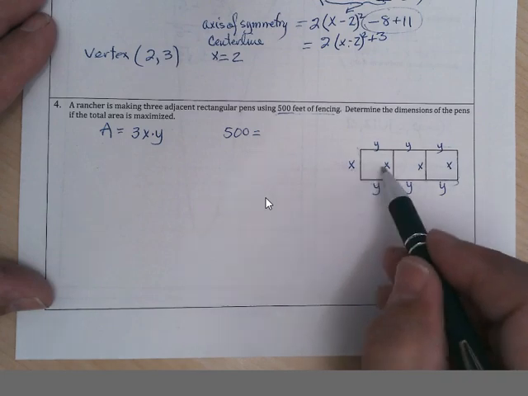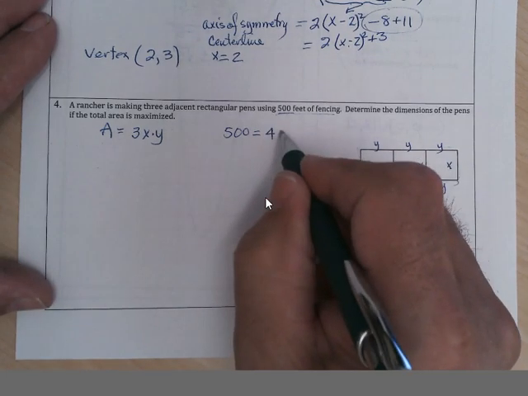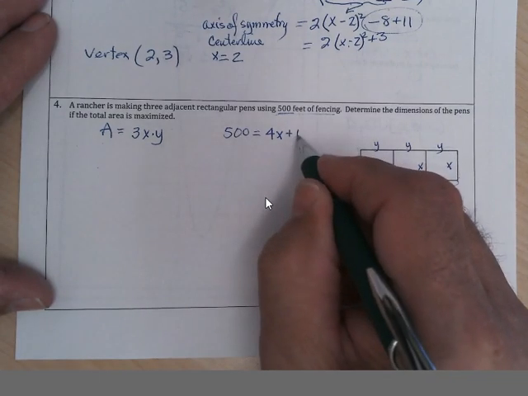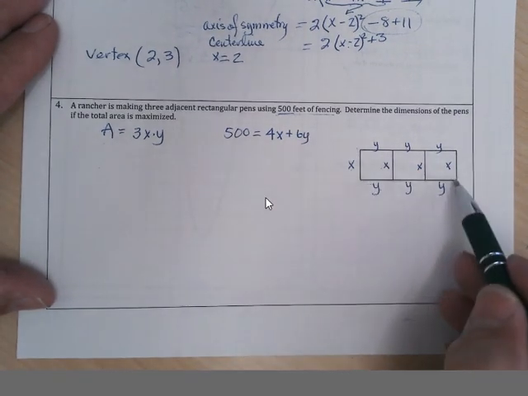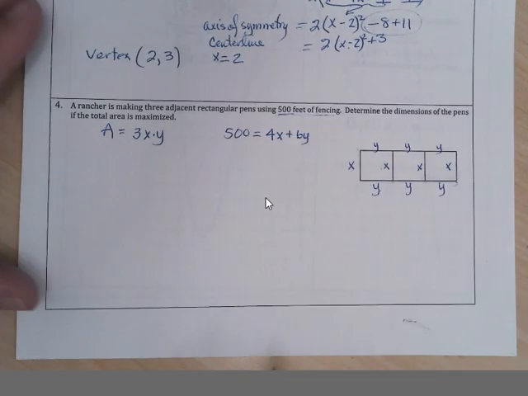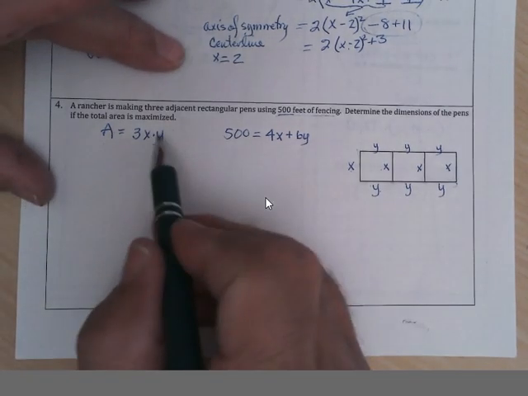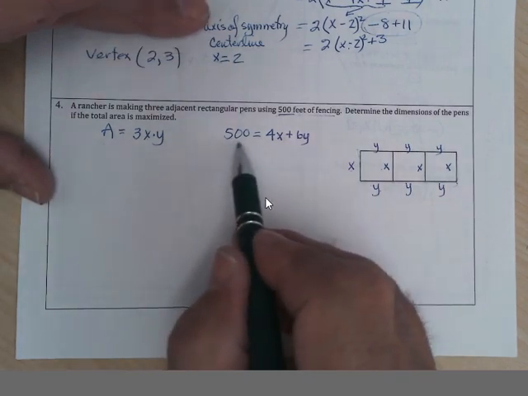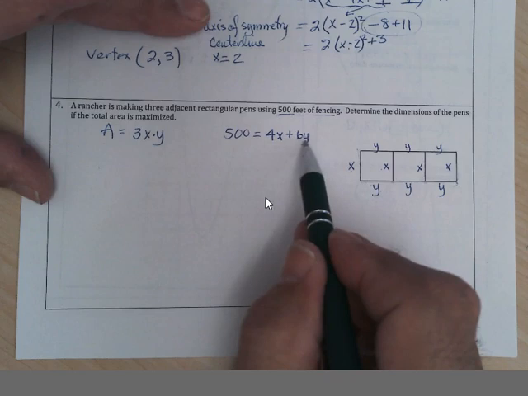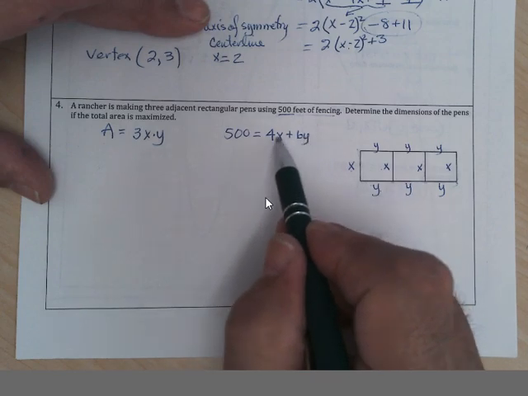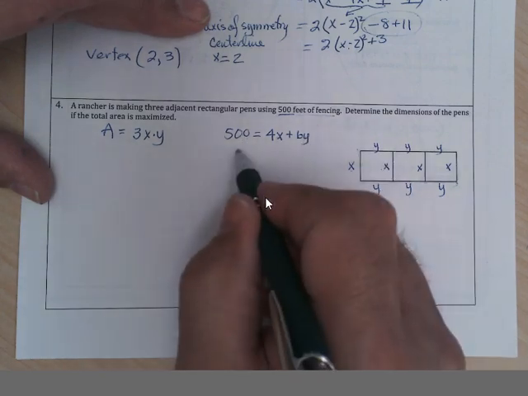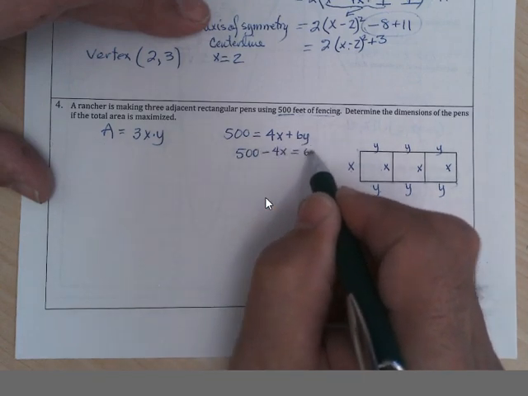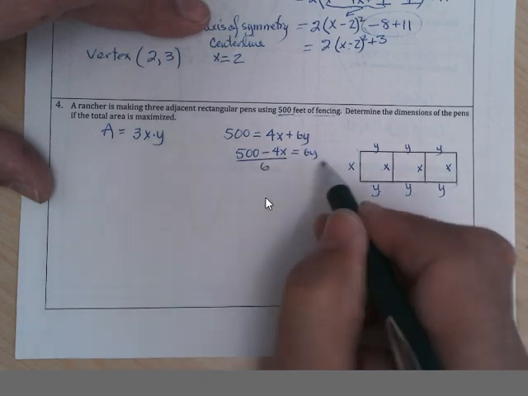So I've got 1, 2, 3, 4 X's to build with my fencing, and 1, 2, 3, 4, 5, 6 Y's. Now, if you chose to make the Y be the whole thing, then you'd have just 2 Y's. Now, I need to replace either the X or the Y with something from this. So I got to solve for either the X or Y. I'll choose to solve for the Y, so I'm going to subtract 4X from both sides. That equals 6Y, and then I'm going to divide by 6.